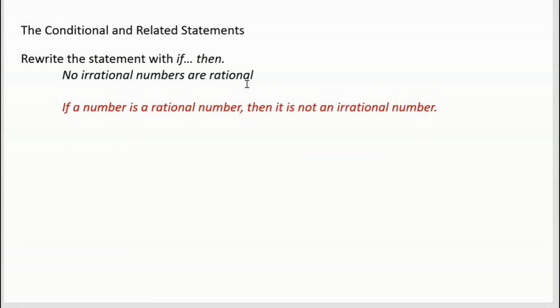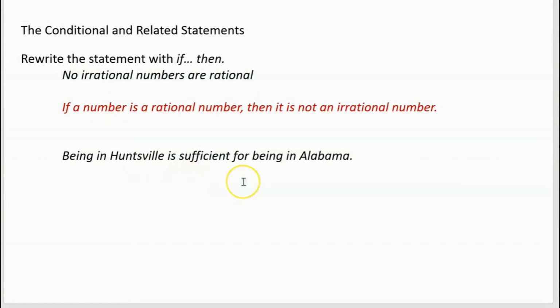Let's try another one. Being in Huntsville is sufficient for being in Alabama. How could we write that? My thoughts, if you are in Huntsville, then you are in Alabama. It's certainly not the other way, right? If you are in Alabama, then you are in Huntsville. That's certainly not the case. That's not the case for us in Greenville. But if you are in Huntsville, then you are in Alabama. Now that one makes logical sense, I think, for everybody.